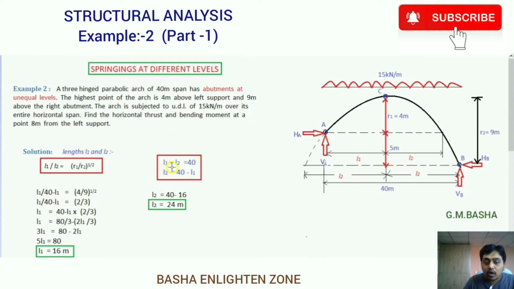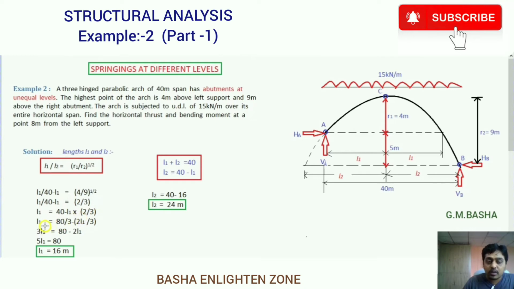You can take L1 equal to 40 minus L2 and substitute in place of L1. Otherwise, you can take L2 equal to 40 minus L1 and substitute in place of L2. Depending on which you choose, you will get the values in the form of L2 or in the form of L1. Here I am taking L2 equal to 40 minus L1, so L2 by L1 equal to (4 by 9) to the power of 1 by 2, which is 2 by 3. Cross multiplying, L1 will be equal to (40 minus L1) into 2 by 3.